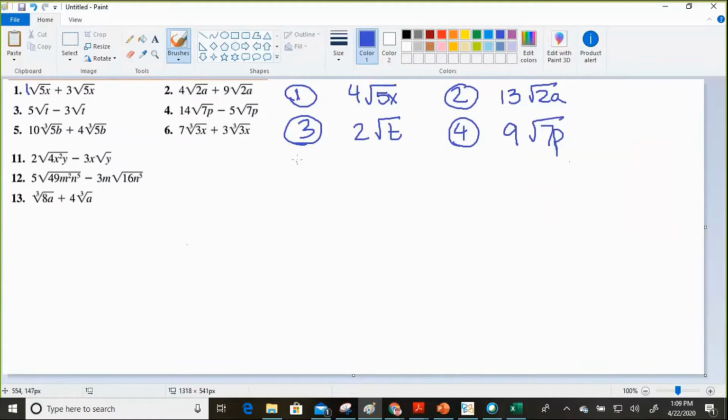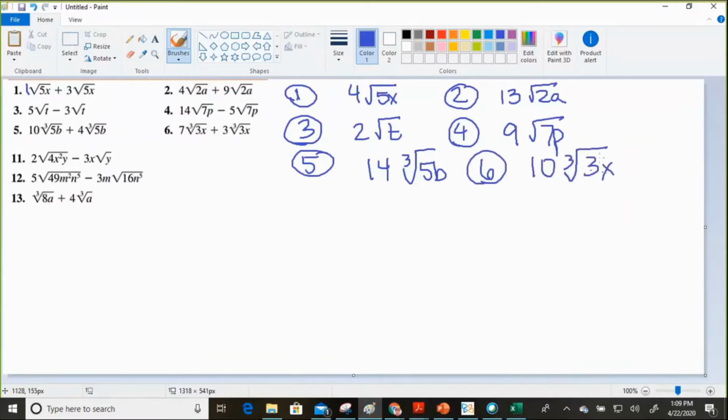Number 5. It's not going to change if it's cubed. 10 plus 4 gives me 14. And then I keep the inside. Number 6, at this point, should be pretty self-explanatory. That is 2 times the cube root of 3x.